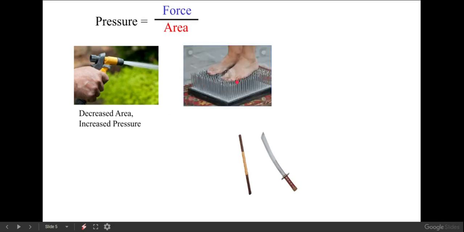And here we have stepping on a bed of nails. You probably know not to step on one nail, but if you increase the number of nails, you increase the area, and that decreases the pressure. Your force doesn't change. The force here would be your body weight, your mass times gravity, but what you feel is the pressure. So the more area you have, the lower the pressure.